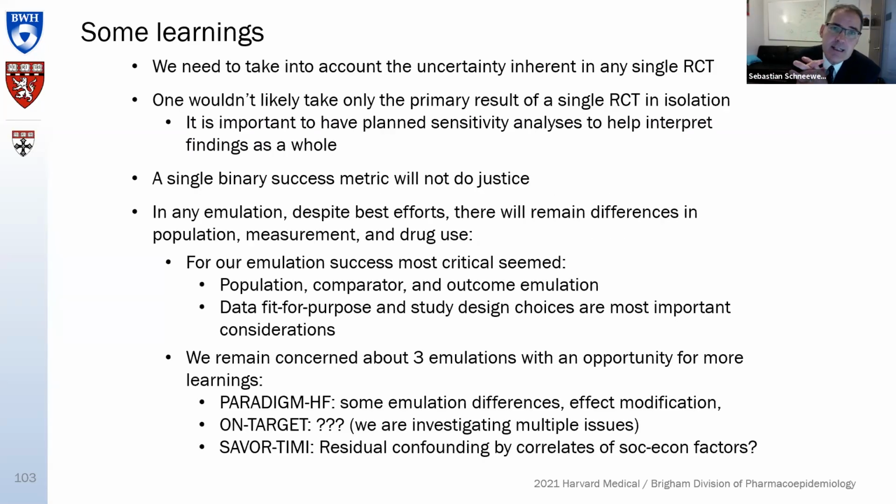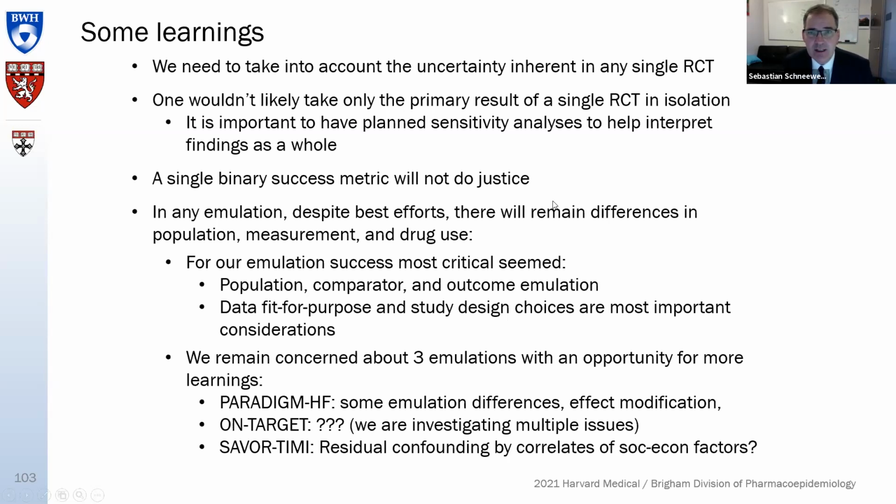Some learnings we need to take into account in any of these emulation exercises: the inherent uncertainty in any single randomized controlled trial. It may not really be reflective of the causal treatment effect in that study population. Similarly, one wouldn't likely take only one primary result as a single RCT in isolation. You would do sensitivity analysis in order to explore this. Our challenge was to compare only one estimate over here and one estimate in the real-world evidence. A single binary success metric will not do justice. I think you learned this through my presentation.